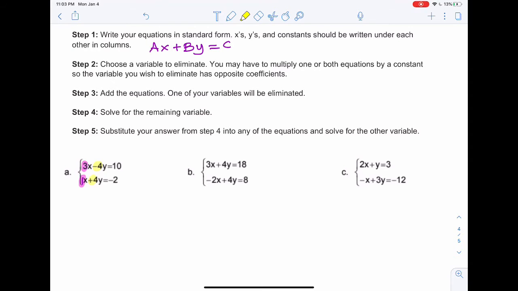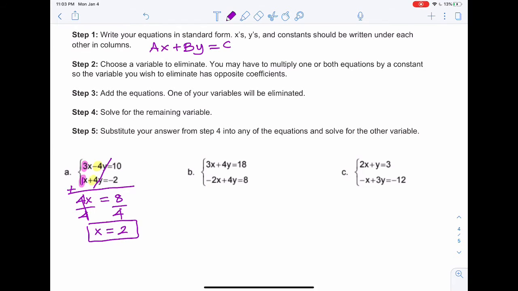Add the equations, and one of your variables will be eliminated. Let's check. 3x plus 1x will give us 4x, and negative 4y plus positive 4y will be cancelled, which means our y variable is eliminated. 10 plus negative 2 will be 8. If you solve this equation, x will be 2.